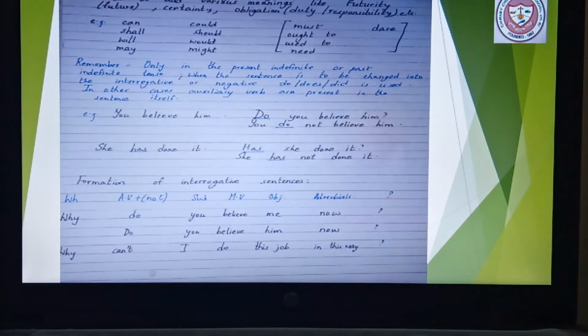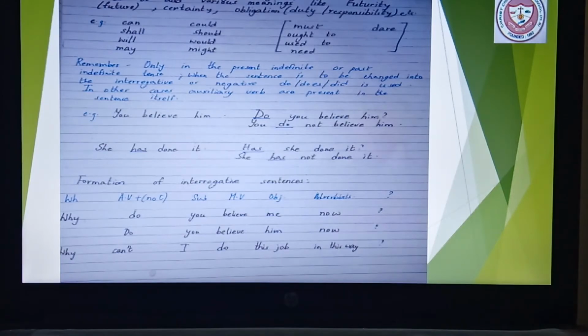How to use them while forming interrogative sentences. Now, WH word, that is why, then we have the auxiliary verb, and not if it is a negative interrogative. In the first case, it's not a negative interrogative, so we don't use not there. Why do you, subject, main verb is believe. Me is the object. Adverbial is now. Why do you believe me now?